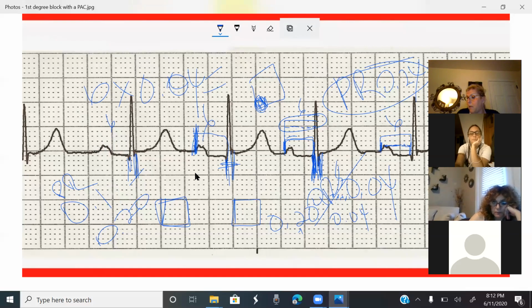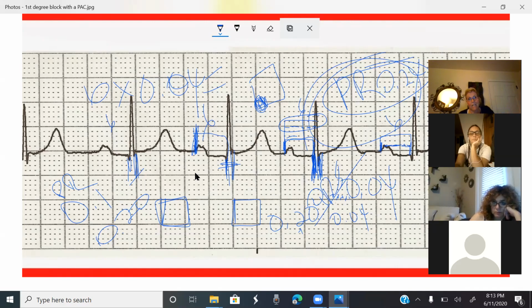So then what do we look at? What's our next thing? Identify the rhythm. Okay, I know what it is because I've studied it. We haven't gotten that far because y'all haven't figured out this yet, but I can tell you what this is. Everything else is normal, right? So is this normal sinus rhythm?